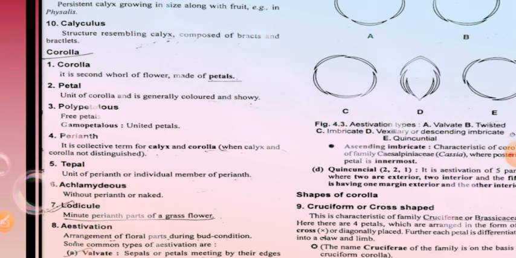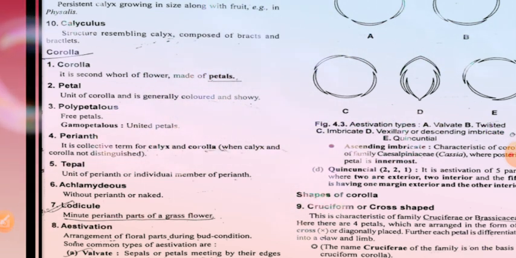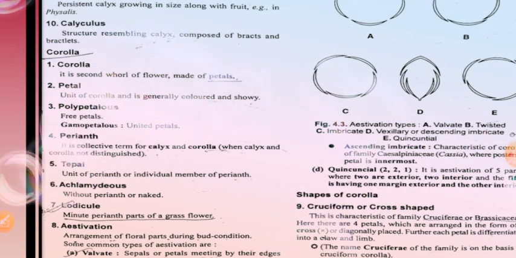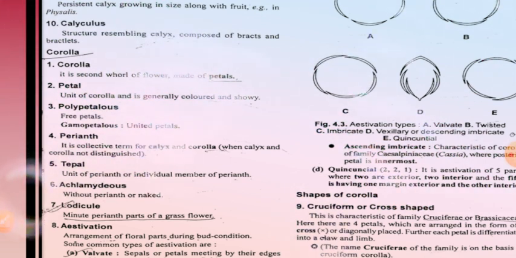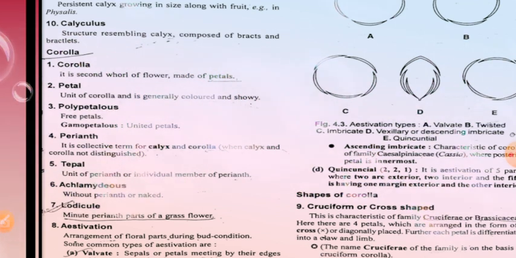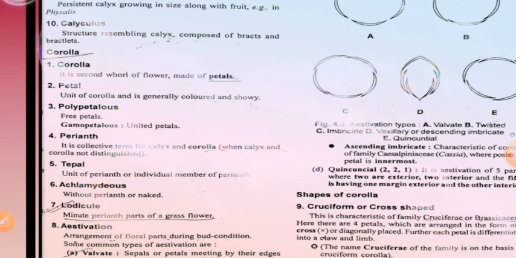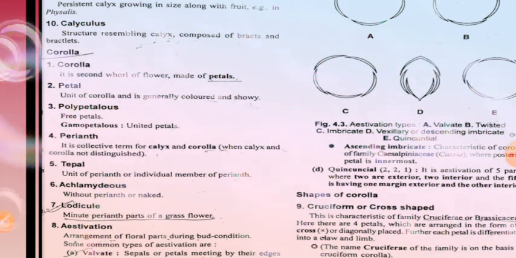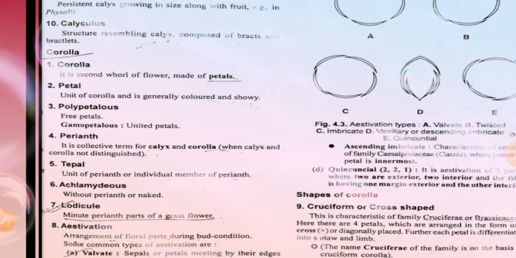Achlamydeous means without perianth, or naked. Then lodicule means minute perianth parts in the case of grass flowers. When we could not identify the calyx and corolla, we call them the perianth. But when they are very minute, as in the grass flower, this is known as the lodicule.